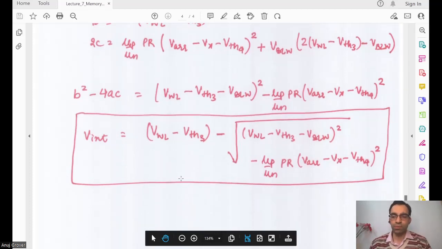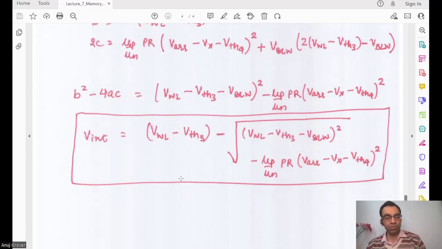Okay, so again, those of you who have not done this analysis, I would strongly recommend that you please do this. I'm not solving this for you. I'm just showing it to you so that you can do this at leisure and get a better understanding of what happens during the write operation.